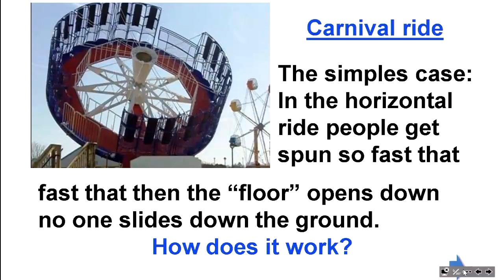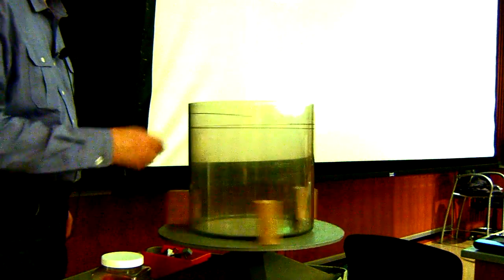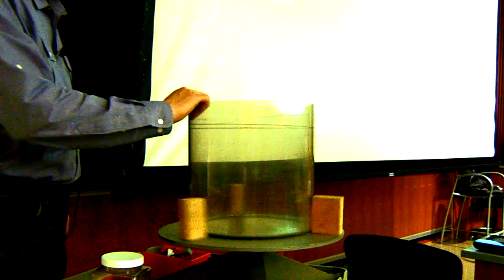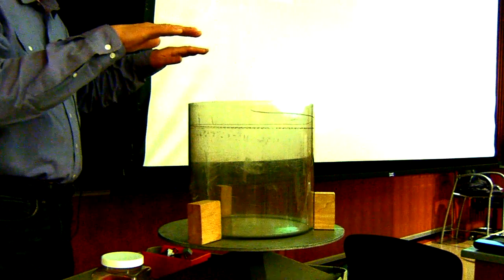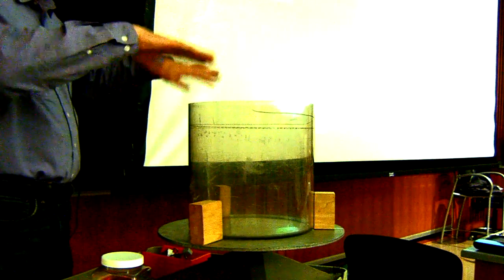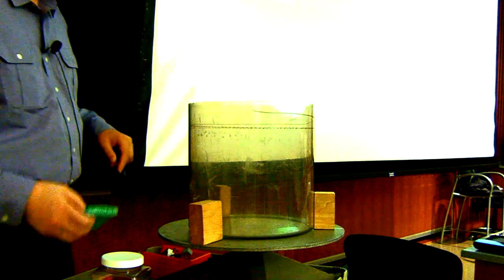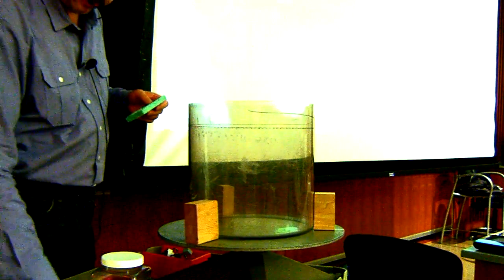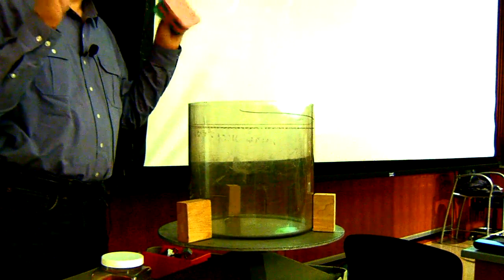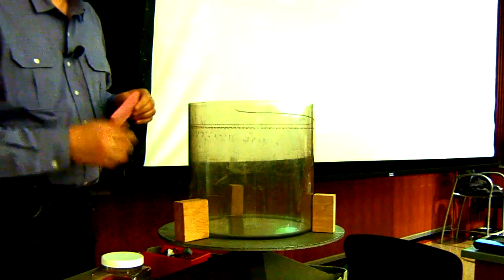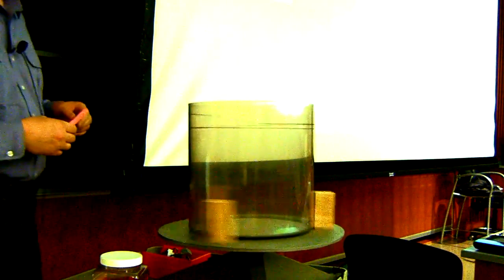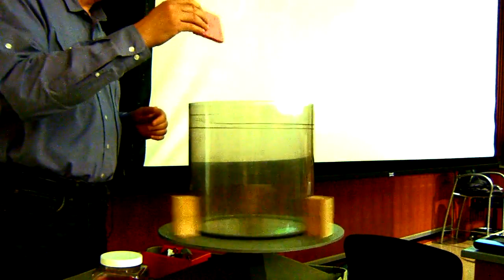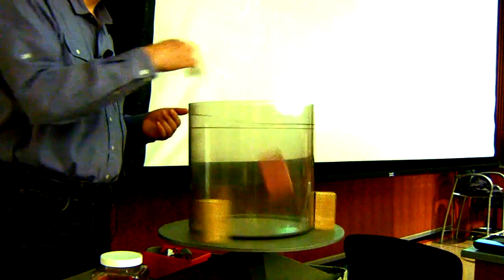So this is the model. In the carnival ride, people stand first on some support, and then the support goes away and they remain pressed to the wall. Well, I have a sponge instead of an actual little person. So if I spin it and I place this sponge, press it to the wall, what's going to happen? Nothing, it falls down.